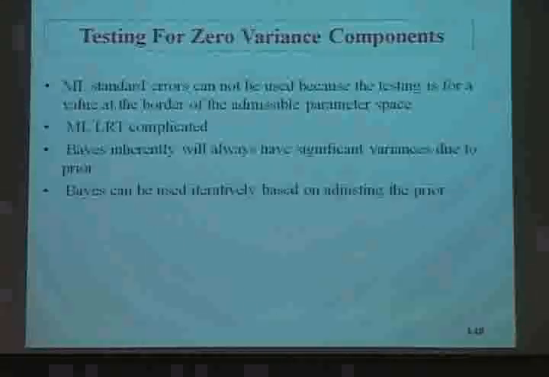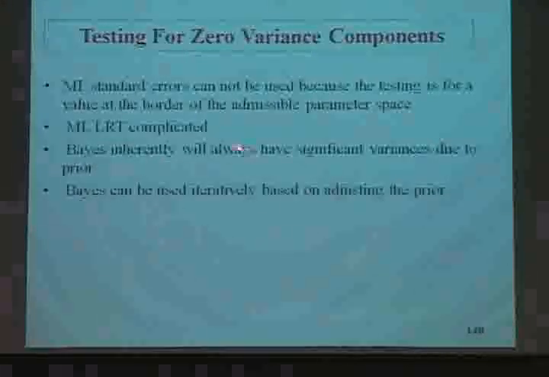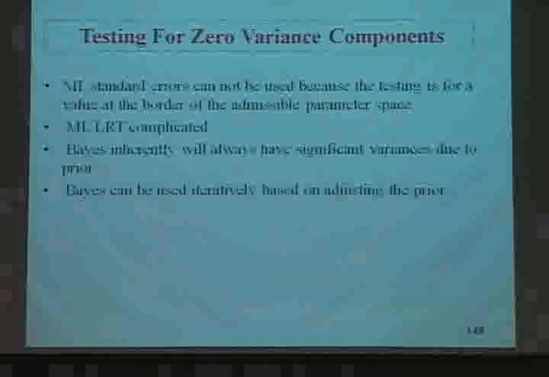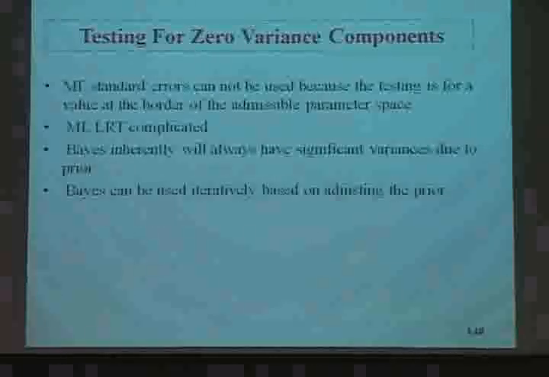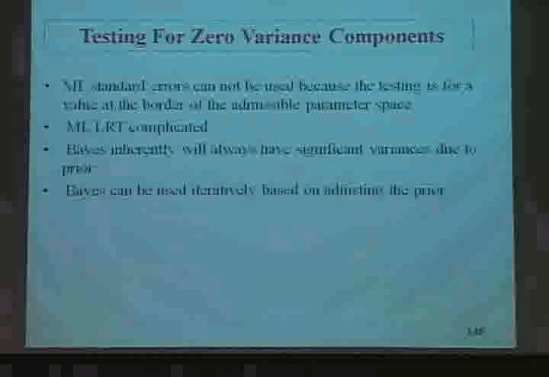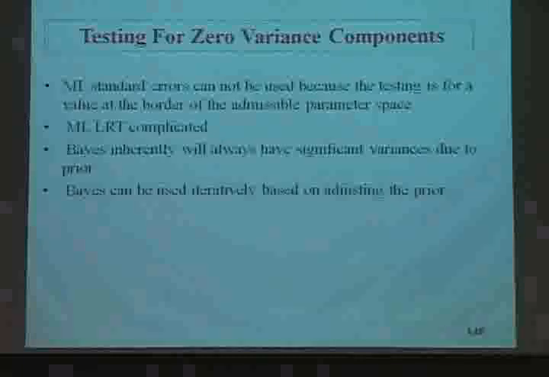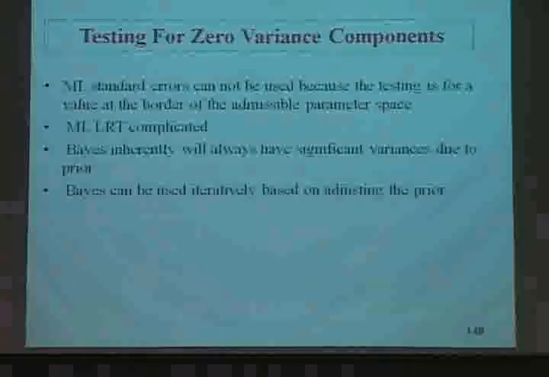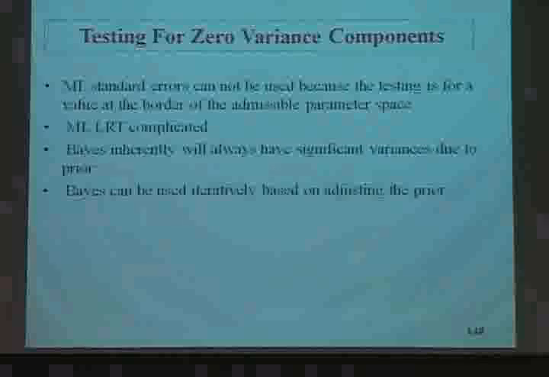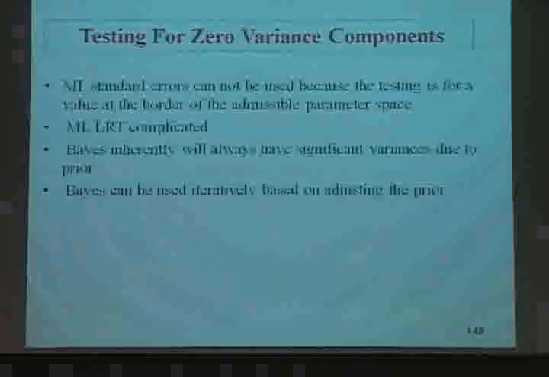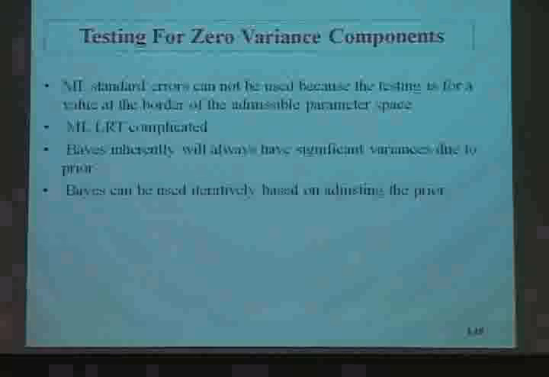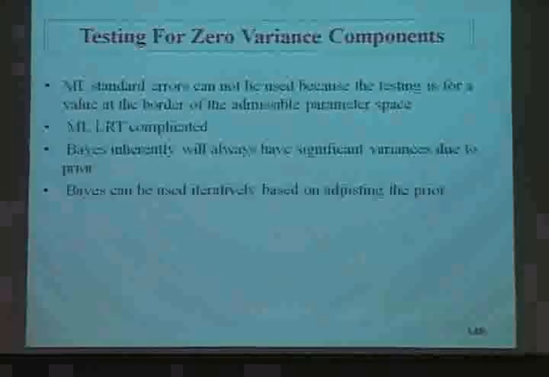So, the first thing to remember is that with Bayes we inherently always have a significant variance, because that's what the prior says. It is a positive variance. So if you give that kind of prior, you can never expect this to go down to 0. And testing against your prior doesn't make sense. So Bayes will always have a significant variance. If you look at the confidence interval of that variance parameter, it will never include 0. So it will always be significant.